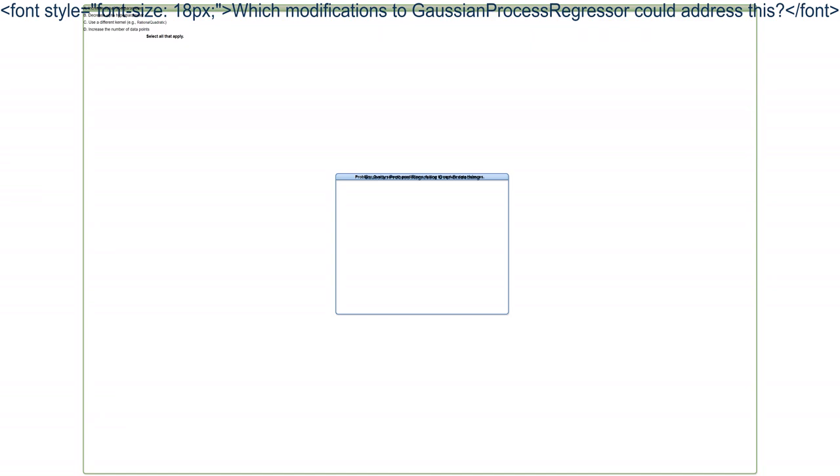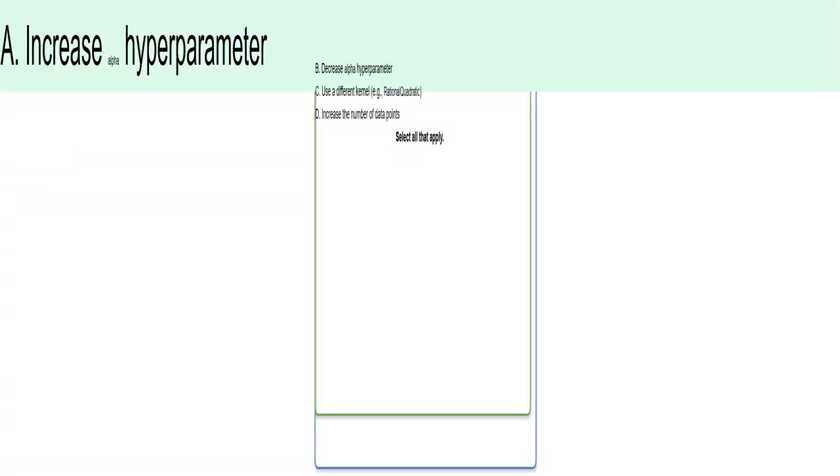Here's the core question: what adjustments can I make to the GPR settings to reduce this excessive smoothing? We'll explore different options to improve the model's ability to capture the data's complexities. This option suggests increasing the alpha value. Alpha controls the assumed noise level in the data.